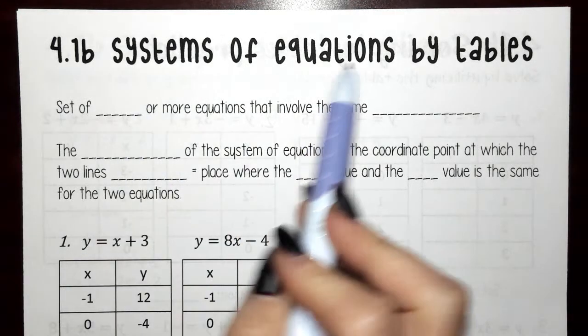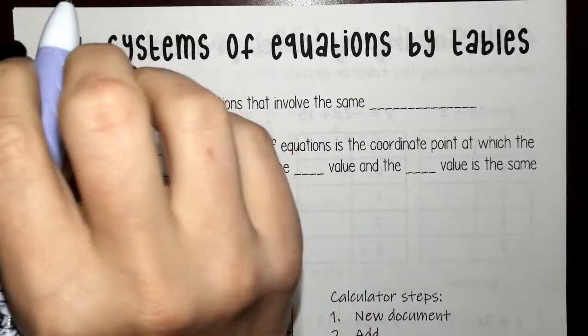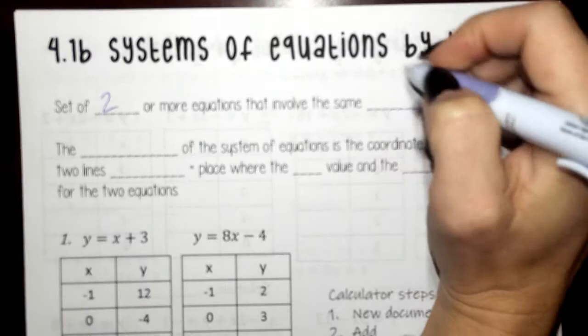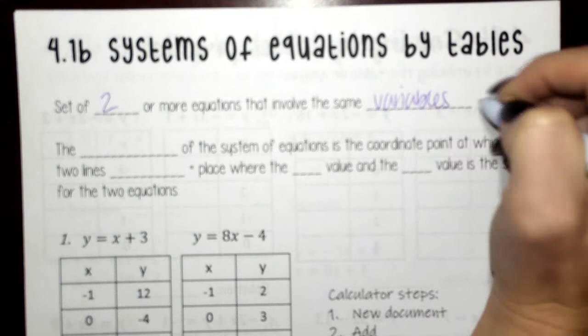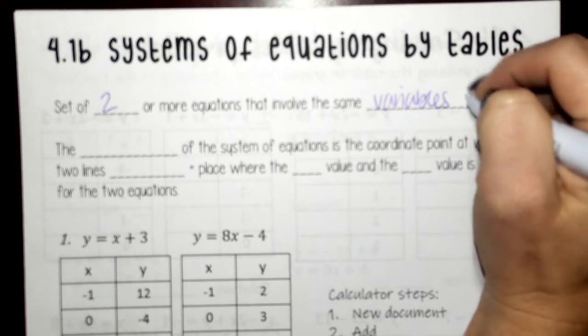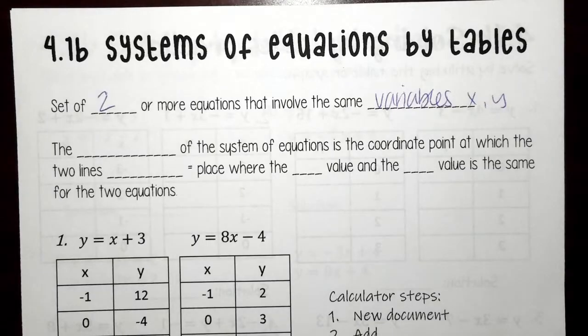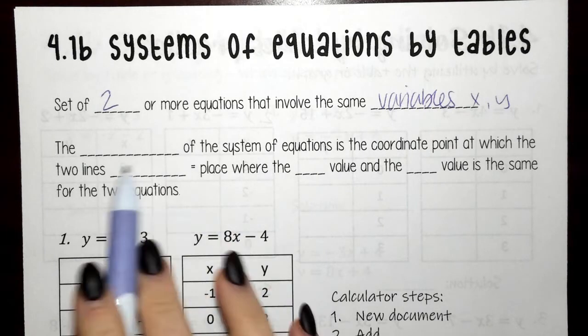Before our systems of equations, let's review the definition of them. It is a set of two or more equations that involve the same variables, an x and a y. Before, we couldn't figure out what the x and the y were. Now that we have two equations, we'll be able to do that multiple different ways.